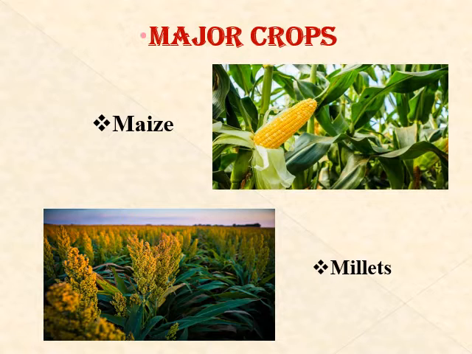Students, jowar is mainly cultivated in the states of Maharashtra, Karnataka, Madhya Pradesh, Andhra Pradesh, and Telangana. Bajra is grown in Maharashtra, Gujarat, Uttar Pradesh, Rajasthan, and Haryana. And ragi is mostly grown in Karnataka, Rajasthan, Andhra Pradesh, Tamil Nadu, Odisha, Maharashtra, Uttarakhand, Gujarat, and Goa. So these are the major crops, maize and millets.